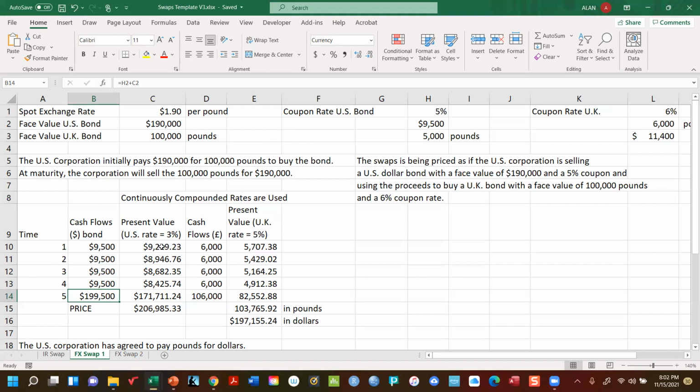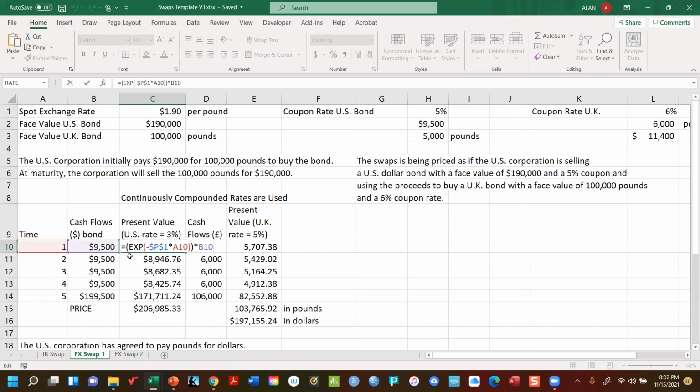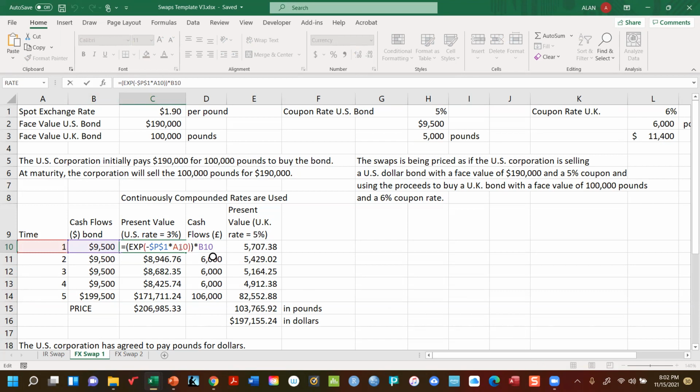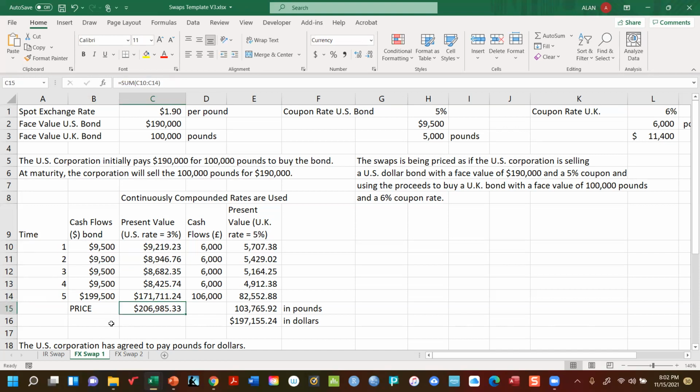Now, because the US rate is 3% compounded continuously, these are the present values. Let me just quickly show you how that's being done. This is e to the minus the US rate, that's over here somewhere, times T, this time period. And then all of this is being multiplied by this cash flow. So these are all present values. When we add these up, that means right now to buy this bond, you'd expect to pay $206,985.33.